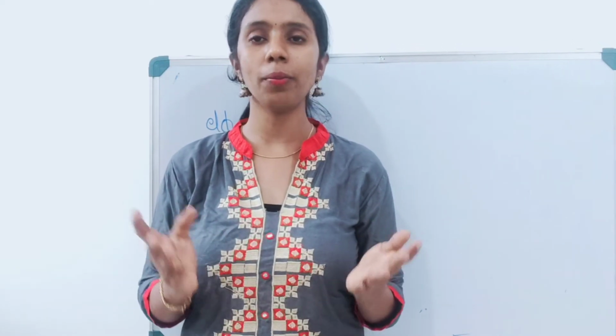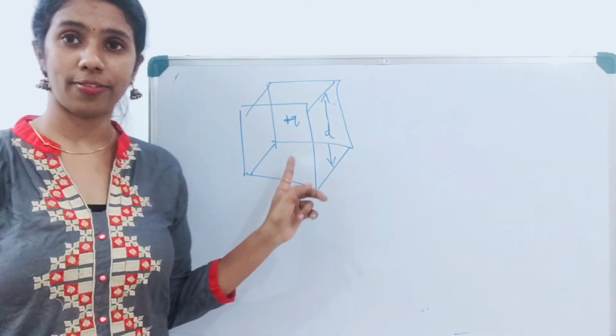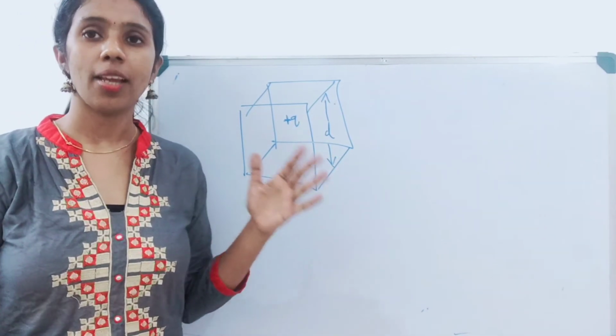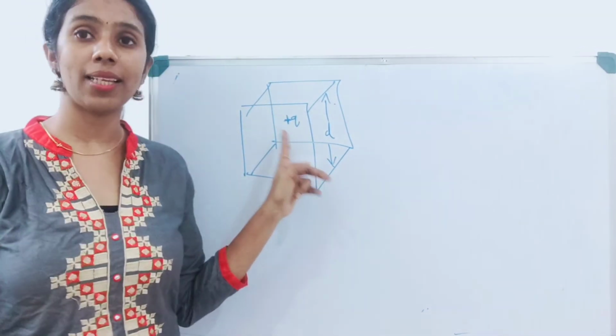So in order to apply Gauss theorem, here we have to consider a Gaussian surface. Now let us construct a cube. A cube is a Gaussian surface that we are considering here, of side D. This is the Gaussian surface which encloses the charge plus Q.